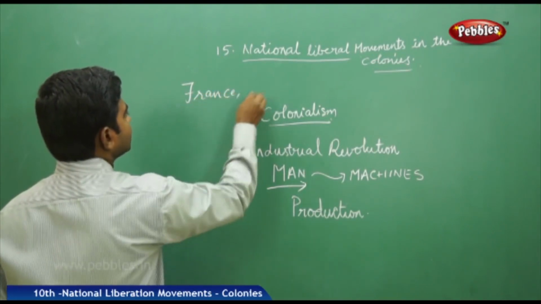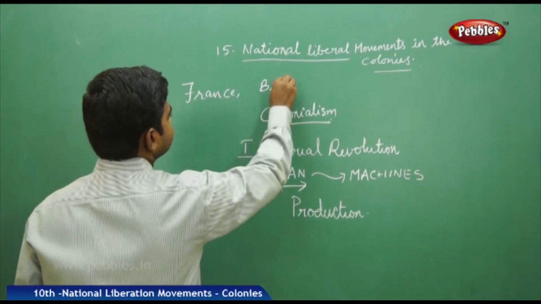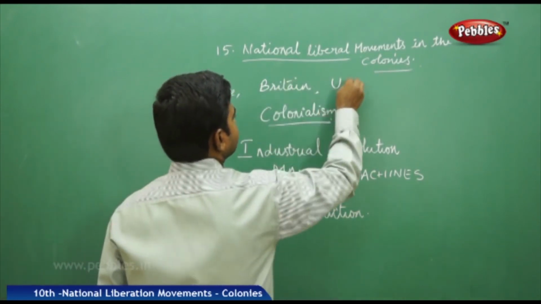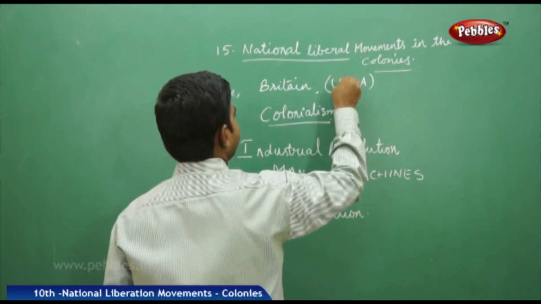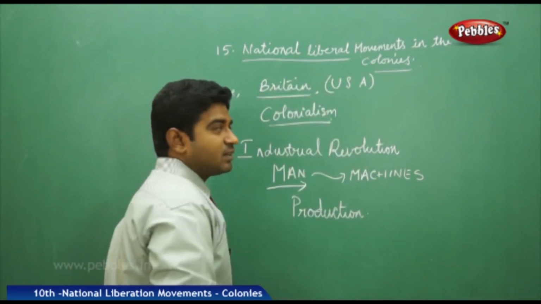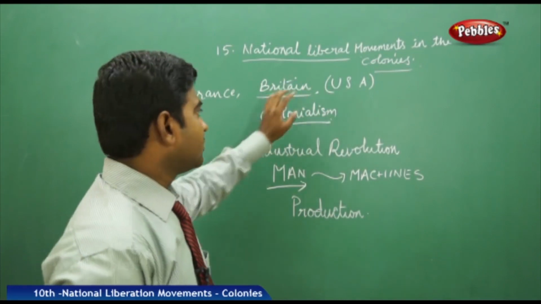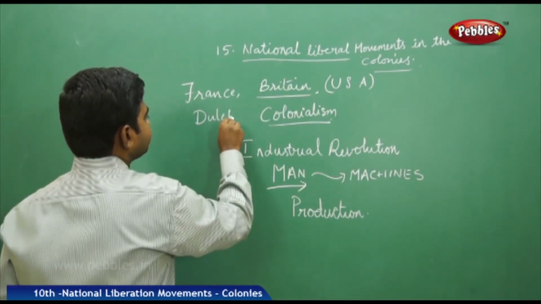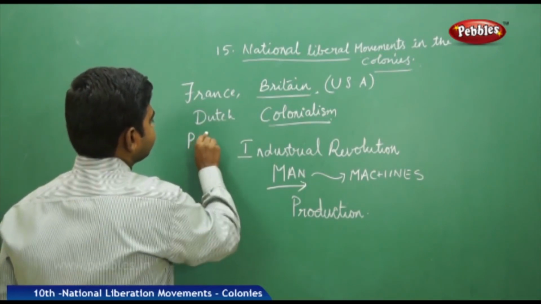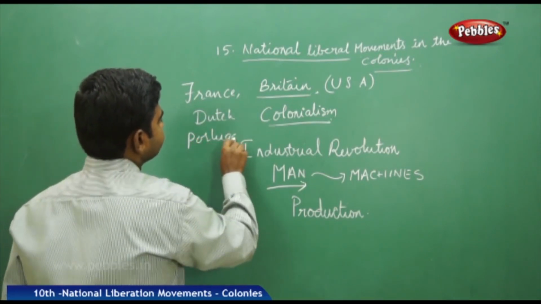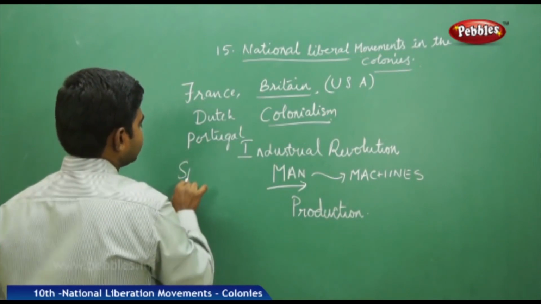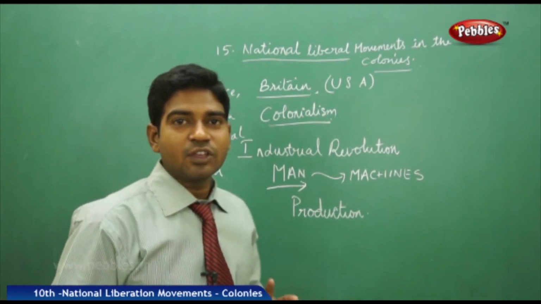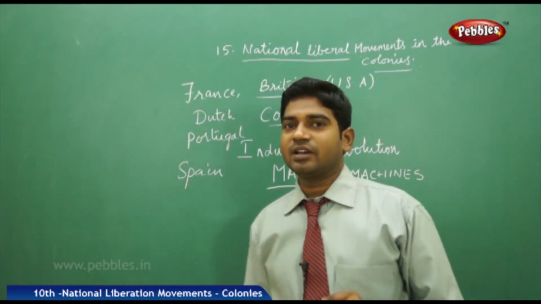France, Britain, and the USA got it much later. The first main one is Britain, then the French, later the Dutch, Portugal, Spain. It moves on in that order. Almost many of the European countries got this Industrial Revolution.